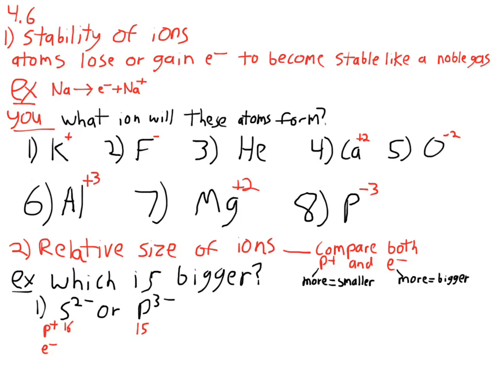For electrons, if it was neutral, then the charge would be 0. So since sulfur is a 2- charge, that means it has 2 extra electrons. So that would be 18. Since phosphorus has a 3- charge, it has 3 extra electrons, that would be 18 also. So because electrons are the same, we'll just look at the number of protons in this example. Sulfur has more protons. More protons makes it smaller, so that means that phosphorus is bigger because it has fewer protons.